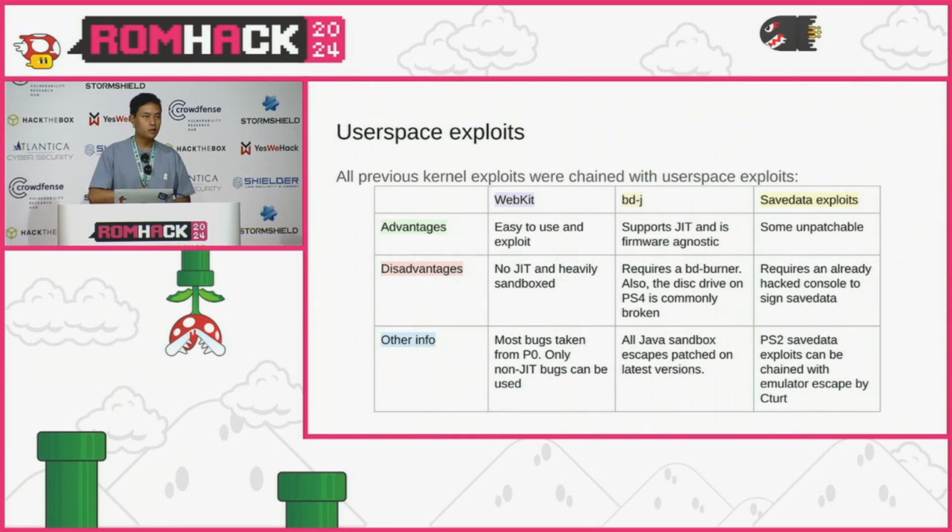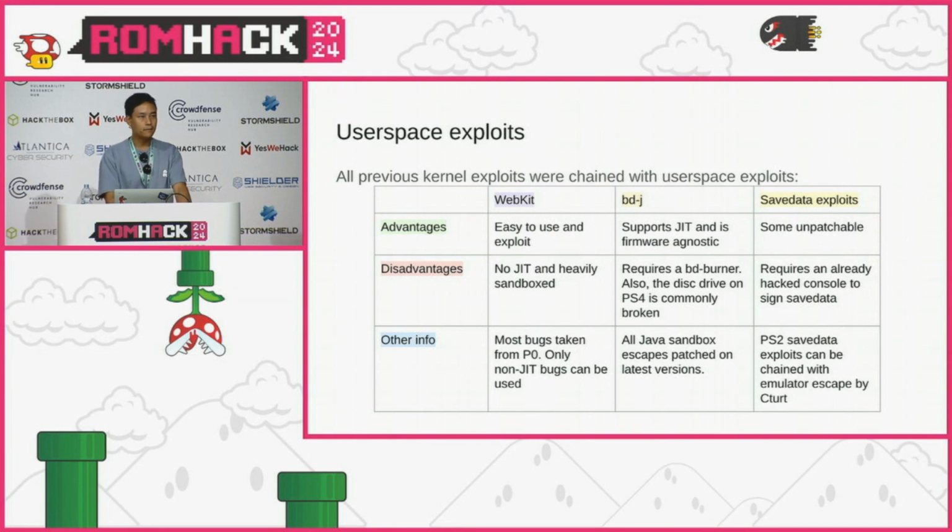So also here, we can't use all the bugs from Project Zero, only those that do not rely on JIT. BDJ, or Blu-ray Disc Java, is something that I researched a few years ago. I found that if you manage to escape the Java sandbox, you basically get native code execution for free. And this attack vector is quite promising, as it is firmware agnostic, and the BDJ process is much more privileged. So for example, it also supports JIT. Downsides are that you require a Blu-ray disc burner, of course, and the disc drive is something that is commonly broken on the PS4, so not everyone can use this exploit. And all the ways I found to escape the Java sandbox have been patched on the latest versions, but maybe there are still some JVM bugs that you can exploit to break out of the sandbox.